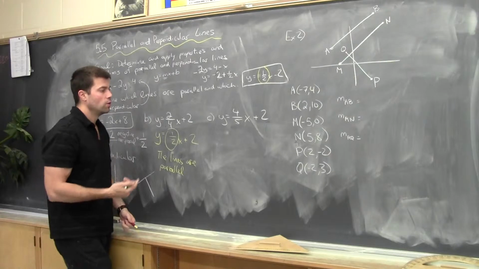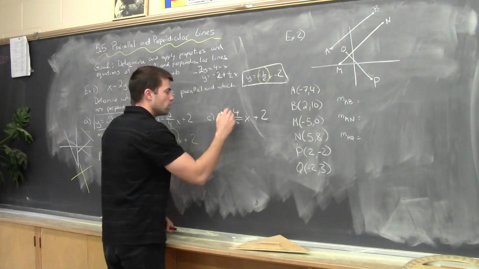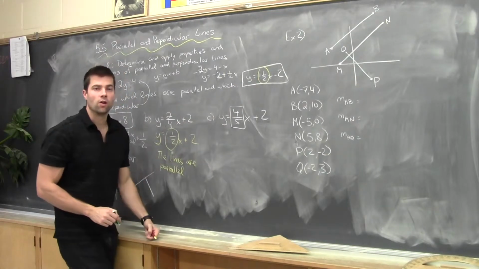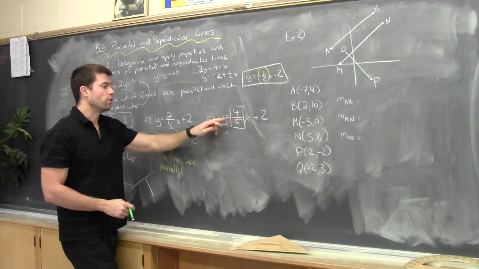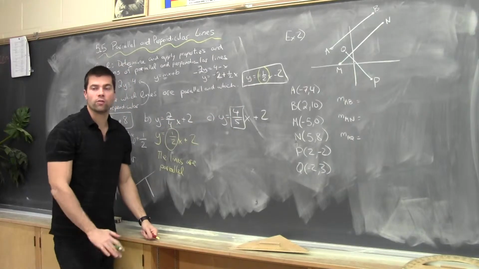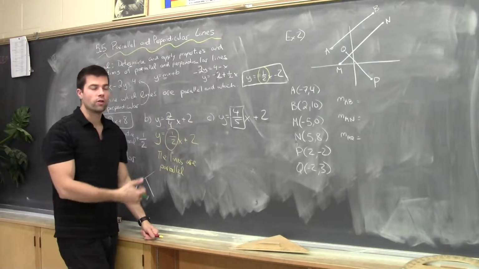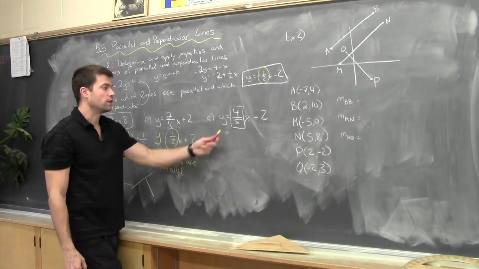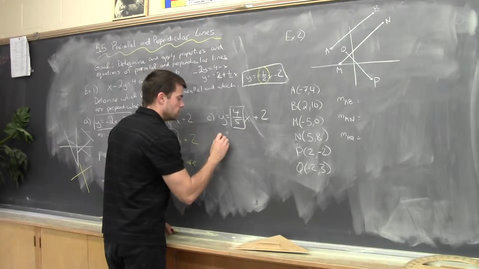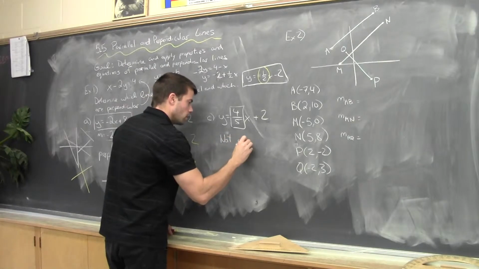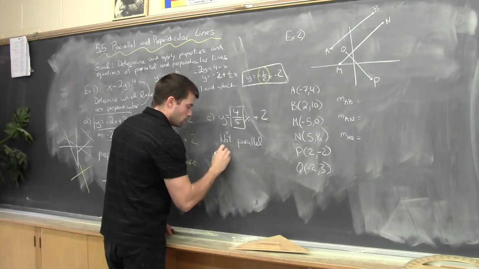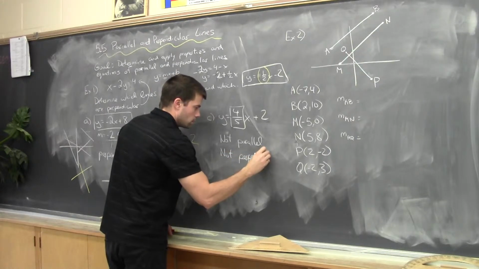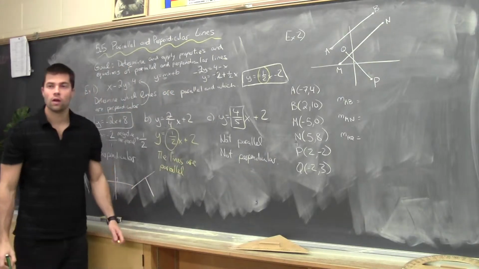Finally, the last one. Again, it's in the nice format that we like, so we can see our slope. We can see that our slope has no relation at all to our other slope. First of all, they're both positive, so right away I know they can't be perpendicular. The only other option in this particular question is if they're parallel. In this case, they're not the same, so they're not parallel. So this line is not parallel, not perpendicular. Okay, any questions there?